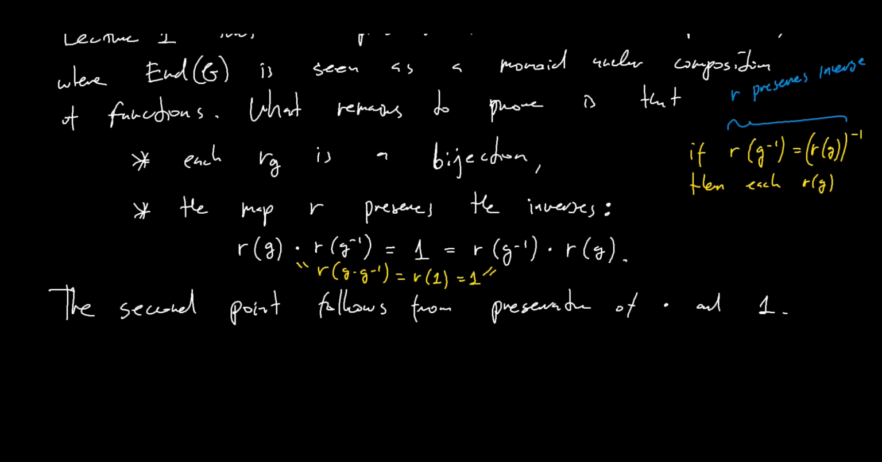But on the other hand, once we know that the map R preserves inverses, that does guarantee that each R of G will now have an inverse. But now R of G is a function which has a two-sided inverse. That means it's a bijection. So this first point follows from the second one. The first point is an immediate consequence of the second one.